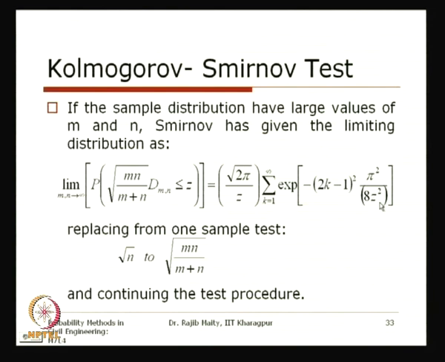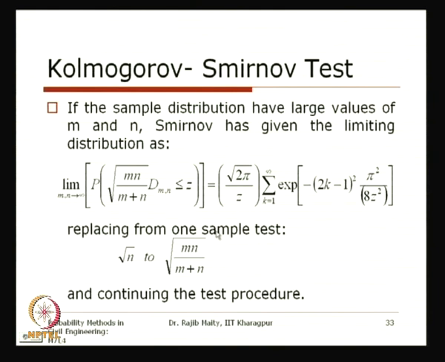So basically, what happens is that in the single sample test it was square root of n, and for the two sample test it is replaced by the square root of mn by m plus n. The sample size n in the one sample test is replaced by the representative sample size for the two sample test, which is this quantity mn by m plus n. So once we have the two samples, we first calculate the representative data length, and the remaining thing is the same as whatever we discussed for the one sample test.